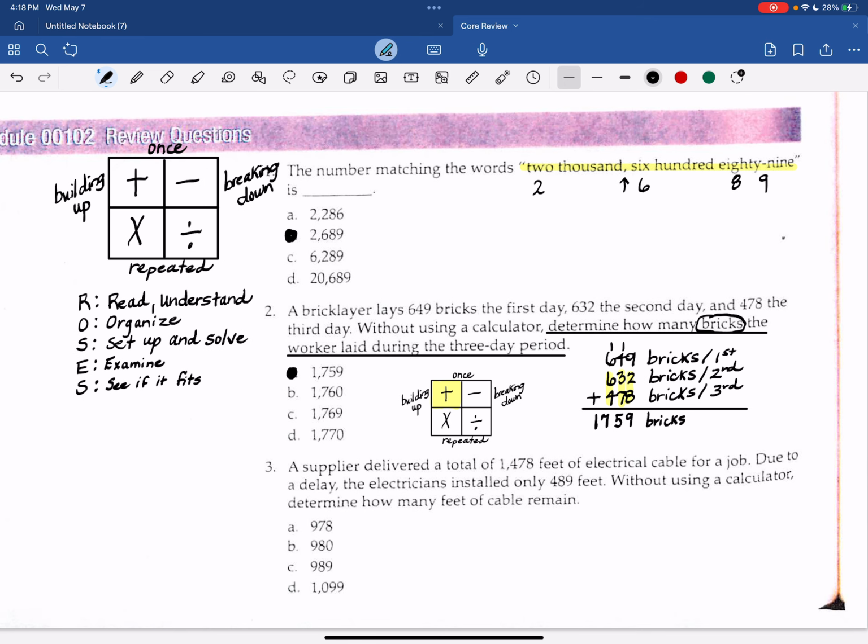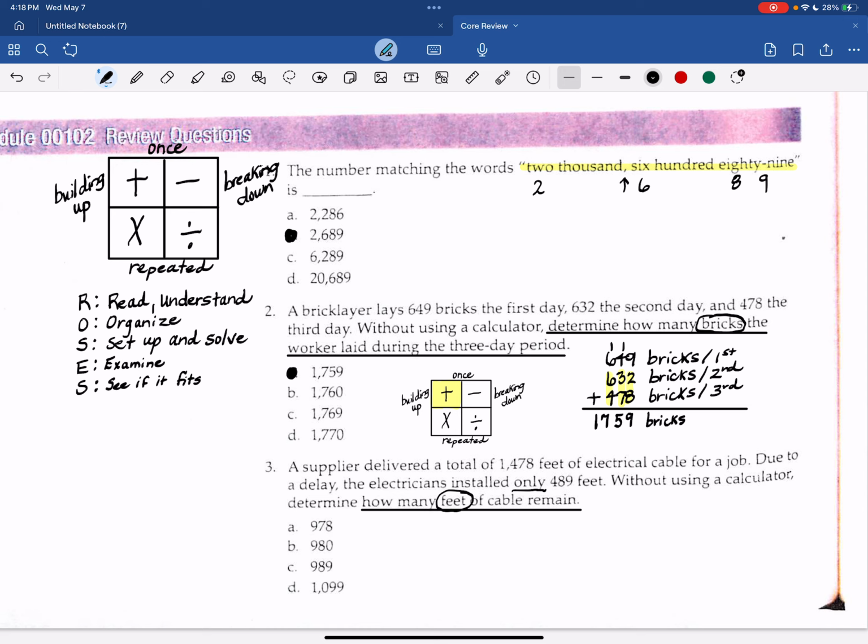A supplier delivered a total of 1,478 feet of electrical cable for a job. Due to a delay, the electricians installed only, that word gets my attention, 489 feet. Without using a calculator, determine how many feet of cable remain. So the question is right here. How many feet of cable remain? So our unit is going to be feet.